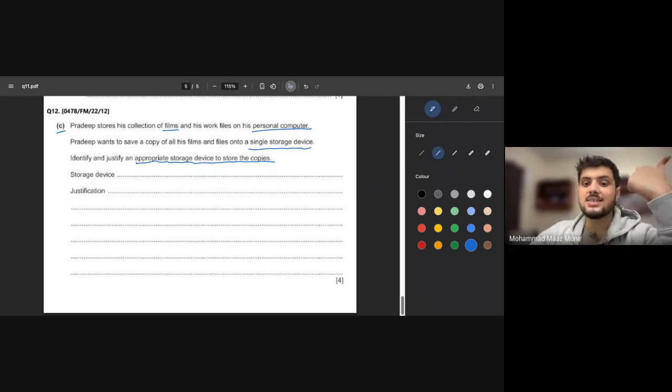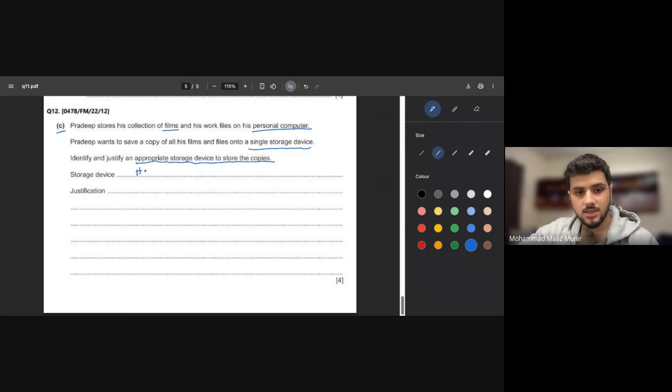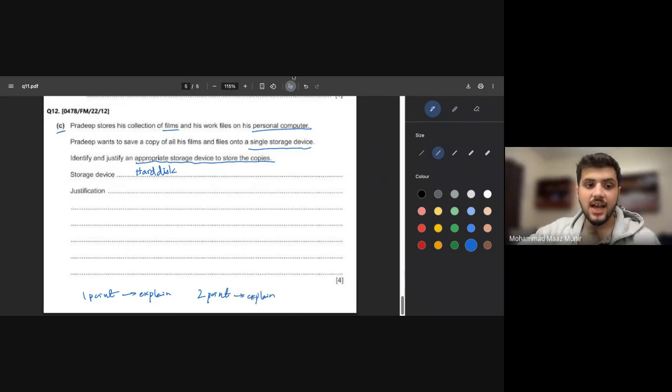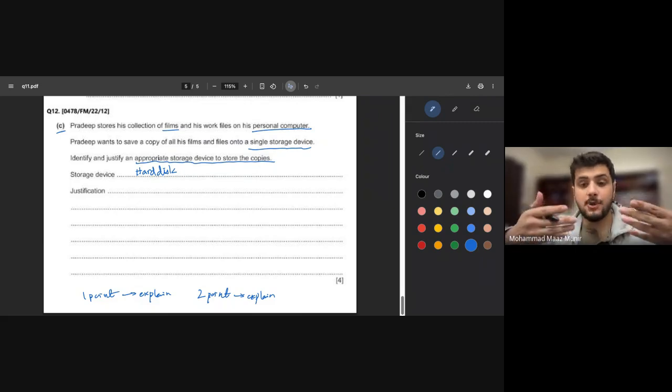Why? Because firstly, it has a longer longevity, so the copies will be accessible for a long time. Then you can say that it is relatively cheaper per GB, so there is a large capacity required, so it may cost less. So we should go with these 4 points. So the first one will be hard disk. And now in the justification part, I'm going to write 1 point, and then I will explain why. And then I will go with the second point, and then I will explain why. So whenever the question says explain or justify, it's really important that you write a point, then you explain it, then continue with the second point, and then explain it. That's how you need to approach a question.